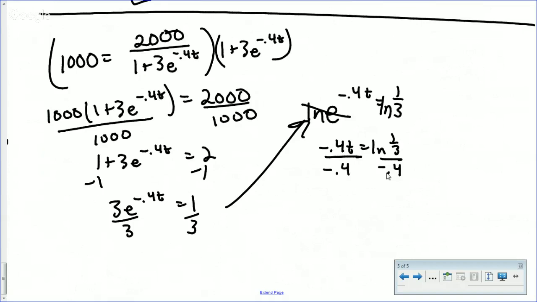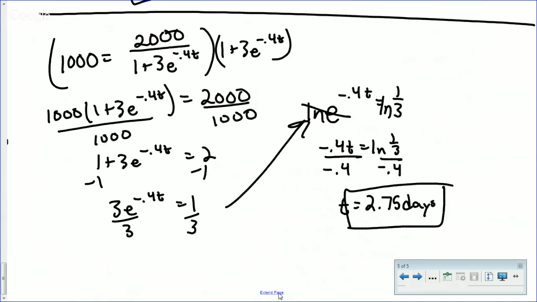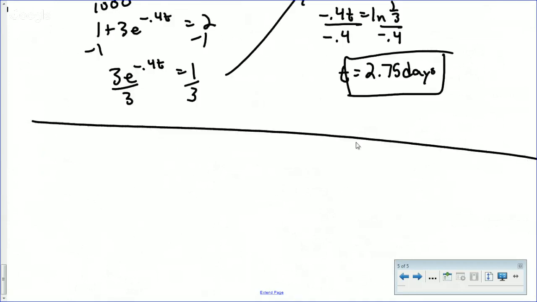Okay, so we'll get ln 1/3, just typing it into your calculator, divided by negative 0.4. And you'll get t to be 2.75 days in this case. Make sure we have a label on these. All right, last one.